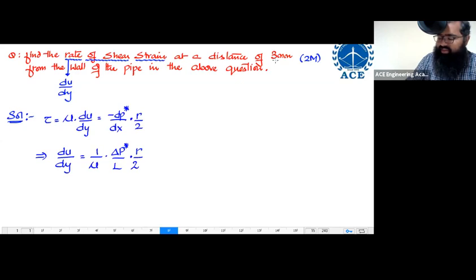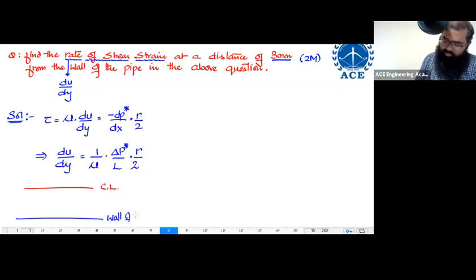Now, he said 3 mm from the wall of the pipe. देखिए, imagine this is center line. This is wall of pipe. We know that this distance is equal to what? Capital R. From center line till wall of pipe is capital R. He gave this distance.